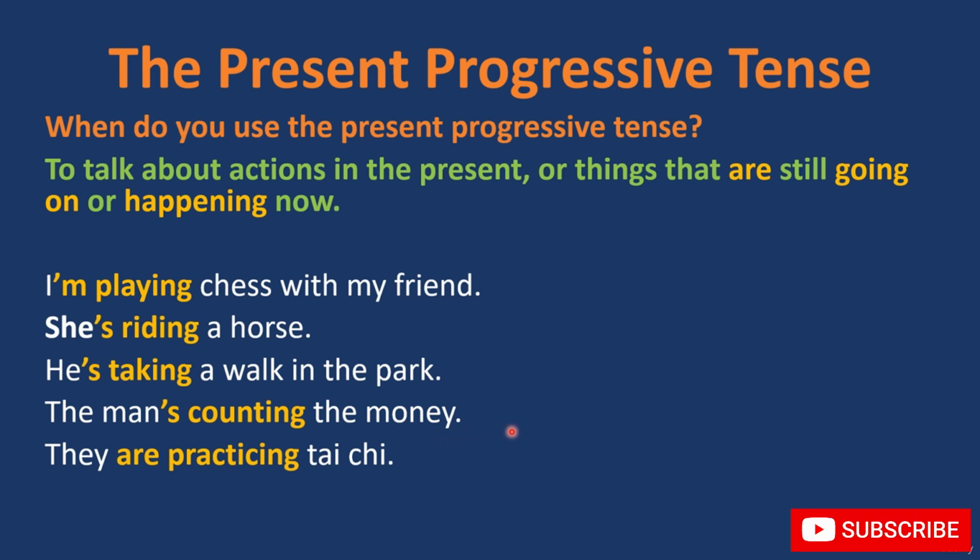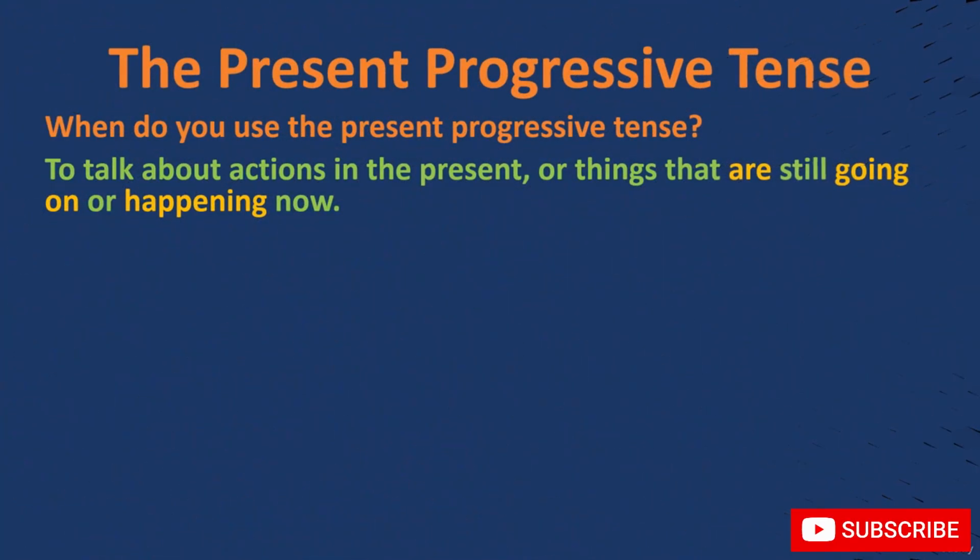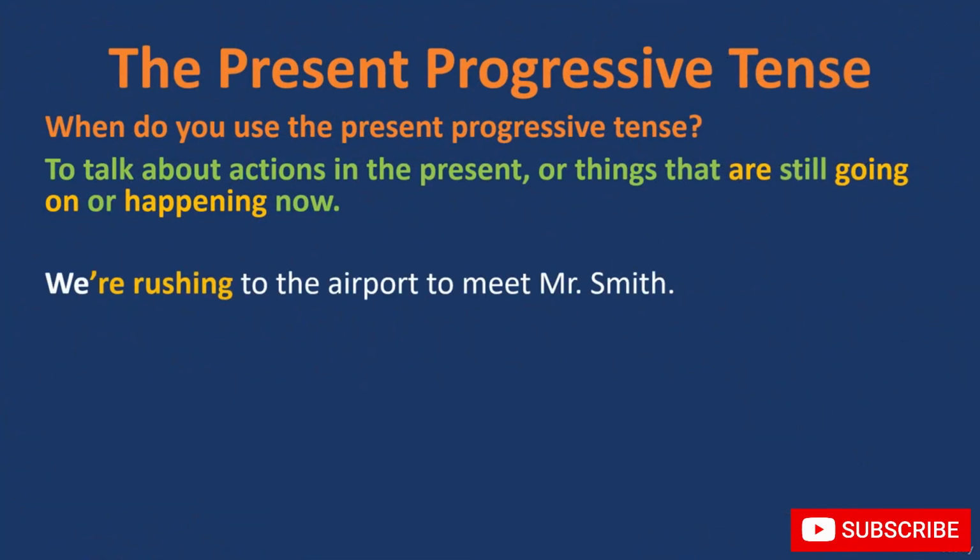All these sentences explain that something is happening now when I speak with you, or something that I see happening in front of me. This is present continuous or present progressive. We are rushing to the airport to meet Mr. Smith. It means that now we are on our way to the airport to meet Mr. Smith.